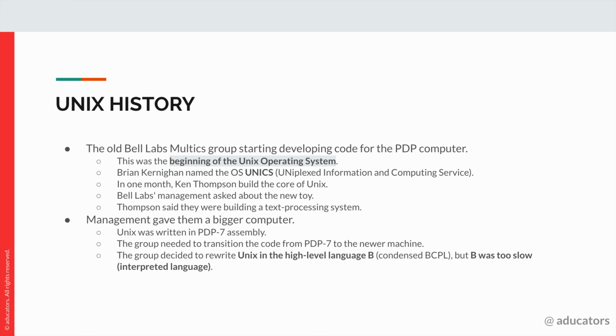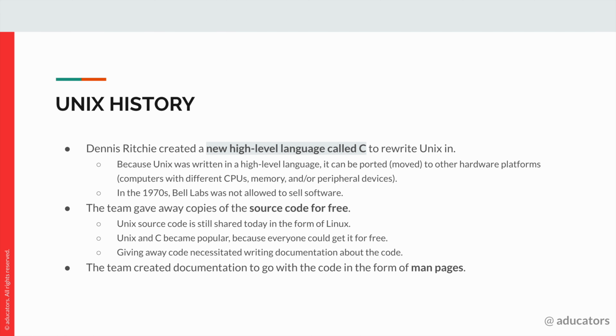The group decided to rewrite Unix in the high level language B, but B was too slow because of its interpreted behavior. Dennis Ritchie created a new high level language called C to rewrite Unix in. Because Unix was written in a high level language, it could be ported to other hardware platforms.